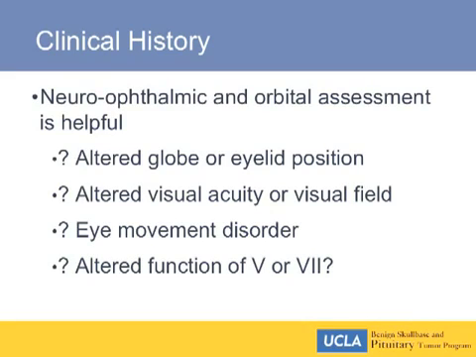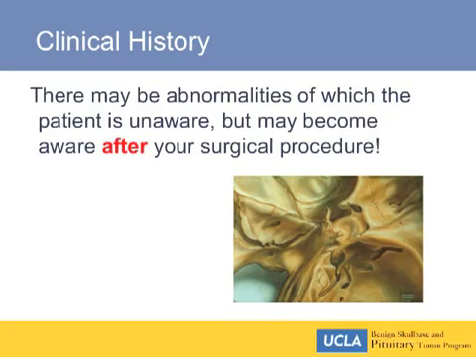In terms of the full assessment, we're looking to see whether or not there's an altered globe or eyelid position, the change in visual acuity or visual field, assessing the eye movement disorder, and whether or not in cavernous sinus lesions there's a disorder of the fifth cranial nerve, and in other skull-based lesions, whether or not there's a problem with the seventh cranial nerve.